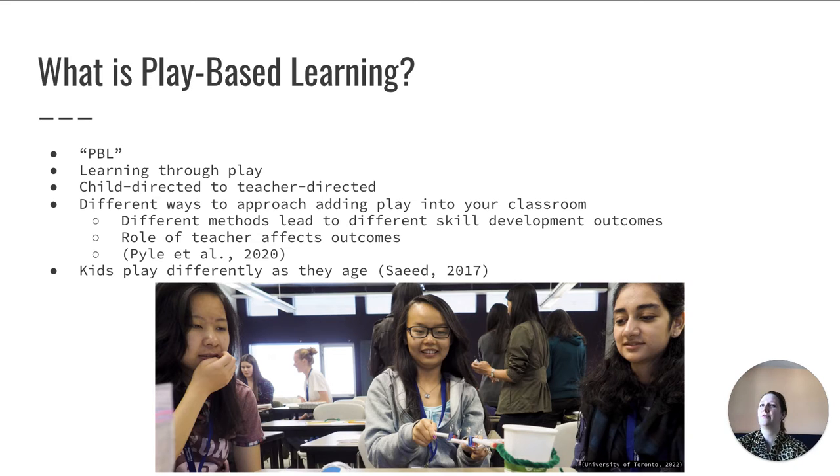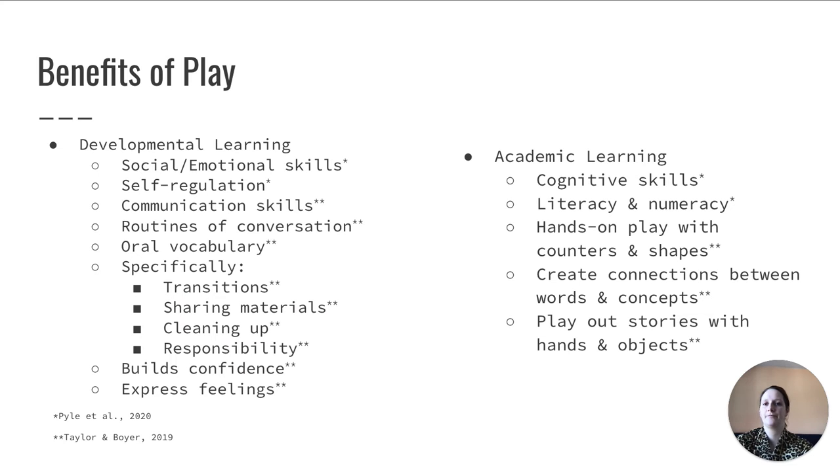And there are also different methods that lead to different skill development outcomes. So if the play is more child-directed, you're going to have different outcomes than if it's more teacher-directed, because the role of the teacher affects outcomes. Kids also play differently as they age. You might think it's more beneficial for younger grades like kindergartners or first graders, but kids that are older play as well. It just might look a little different than we expect.